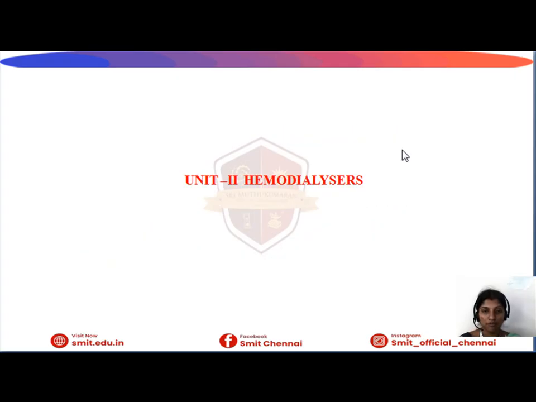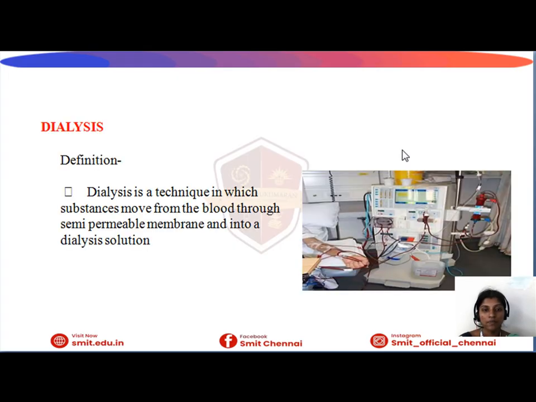Now we will see the second unit. Unit name is hemodialysis. What is dialysis? Dialysis is a technique of removing substances from the blood through the dialysis solution using the semi permeable membrane. This is the picture of the dialysis unit, and this is the dialysis process.